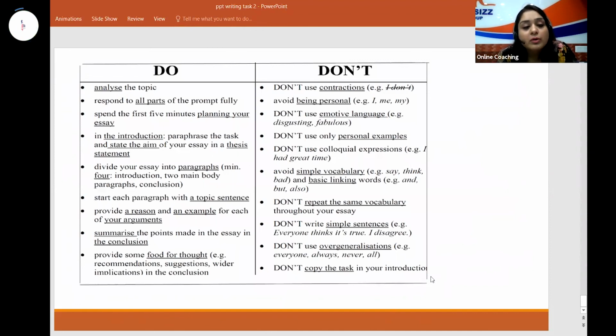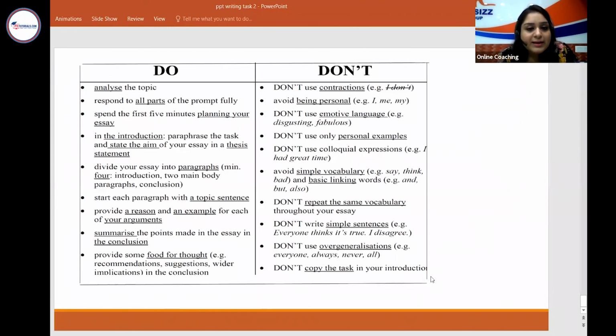It must include four paragraphs: an introduction, two main body paragraphs, and a conclusion. Start each paragraph with a topic sentence. Of course, you have to start with the topic sentence. Then provide a reason, which means you have to support it, with an example for each of your arguments.